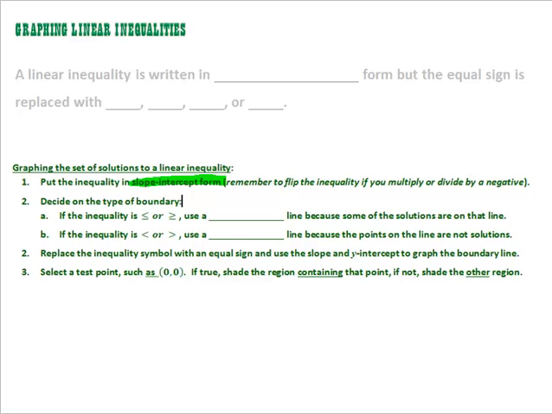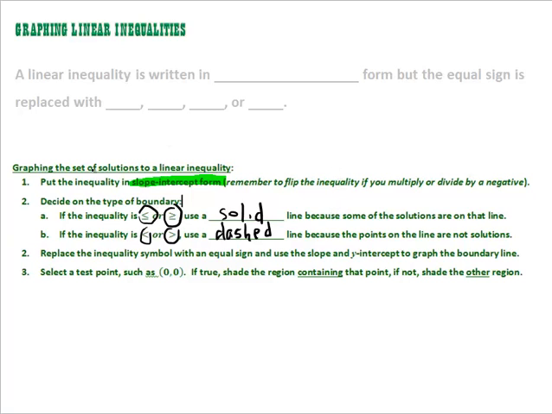The next thing we're going to do is decide the type of boundary. The boundary determines whether we use a solid line or a dashed line. If the inequality is less than or equal to or greater than or equal to, since it has the equal in it, we're going to use a solid line. If the inequality has less than or greater than and no equal in it, we're going to use a dashed line to show that the line does not include solutions.